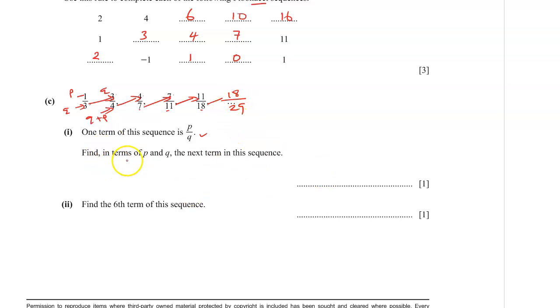So find in terms of P and Q the next term in this sequence. So the next term will be, of course, this, and it should be in terms of P and Q. So it will be Q upon P plus Q here. Find the sixth term. The sixth term is what you have gotten. This is 1, 2, 3, 4, 5, 6. That is 18 upon 29. That is it, guys, for this question paper.